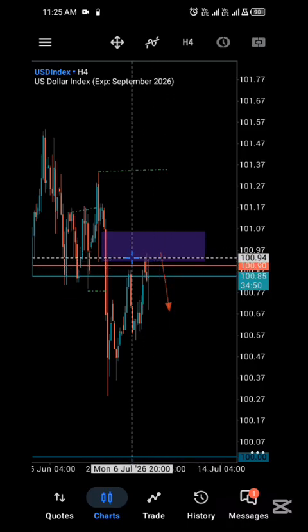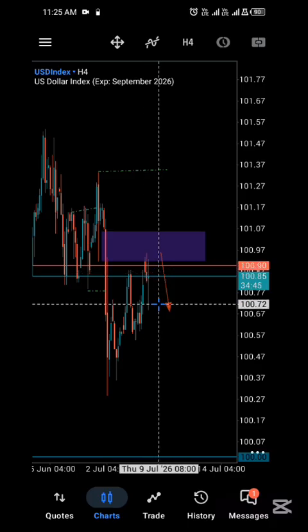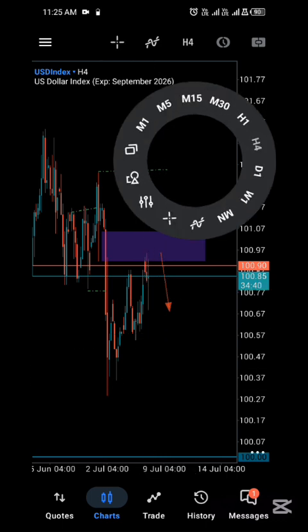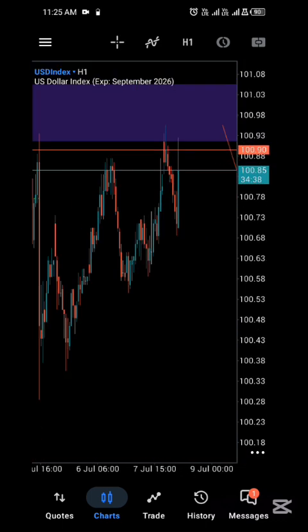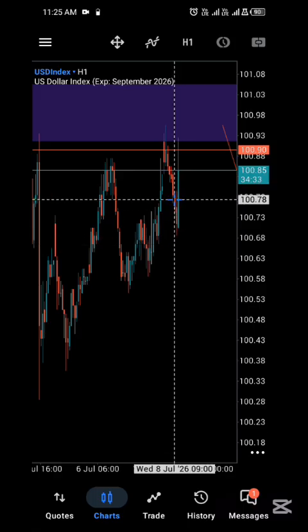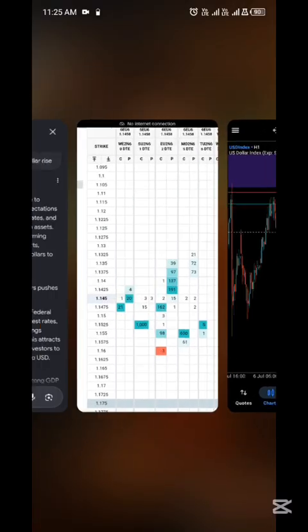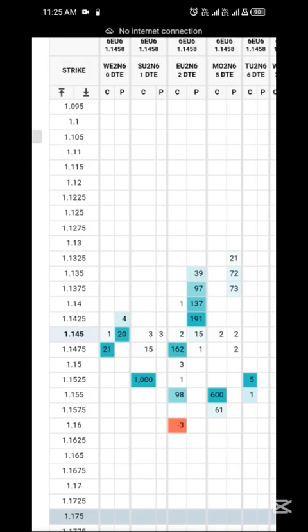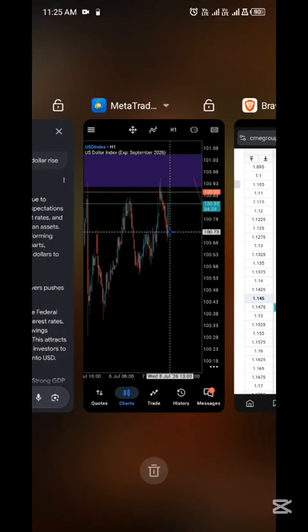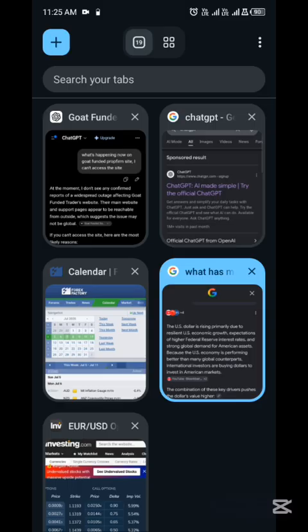If I see any type of change of character in this lower time frame, either on the euro dollar or the pound dollar, I'll be taking this trade. But I don't know what is happening currently, because I've seen this candle spike around here, and I was not expecting any USD news today. If I check on my calendar, I was not expecting any USD news today.